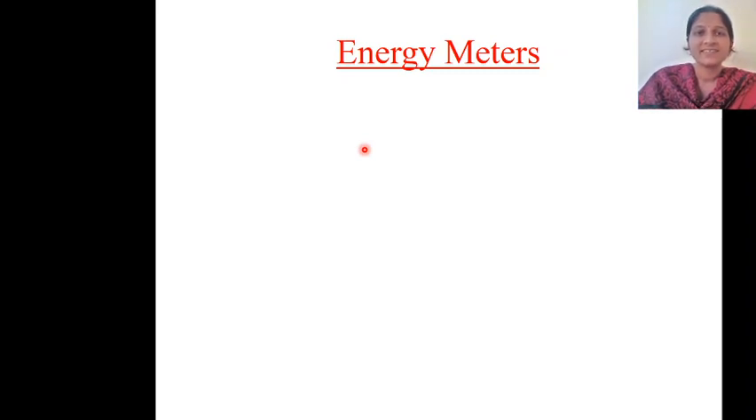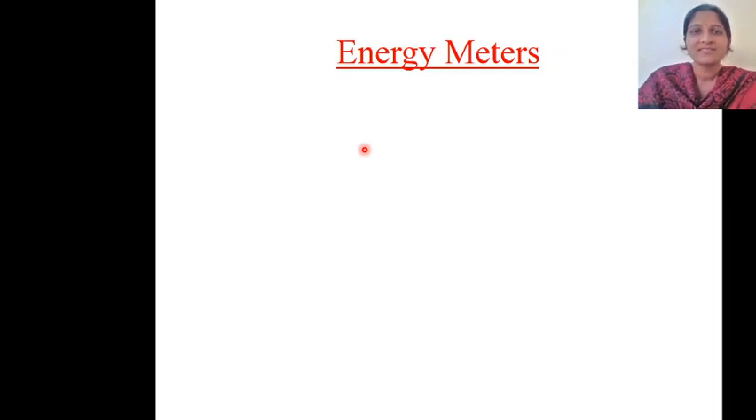So, what is this energy meter? You might have noticed it in your household. In every house, you will have an energy meter, right? What is this energy meter used for? The energy meter is used to record the energy consumed by the loads in your household.